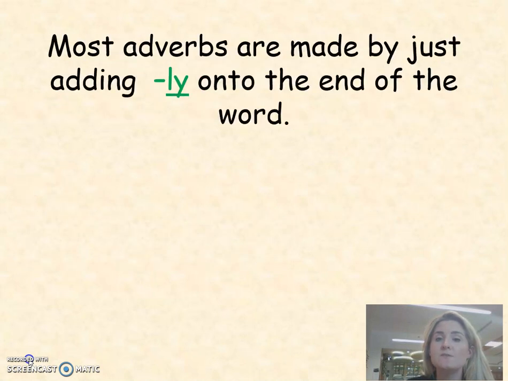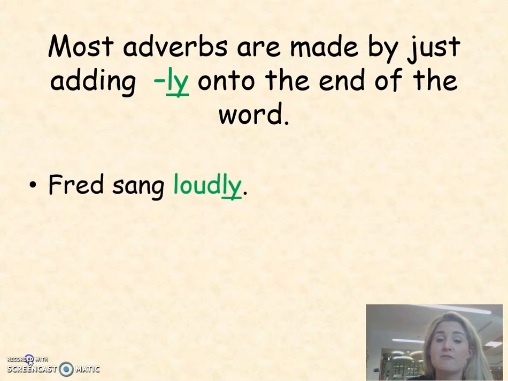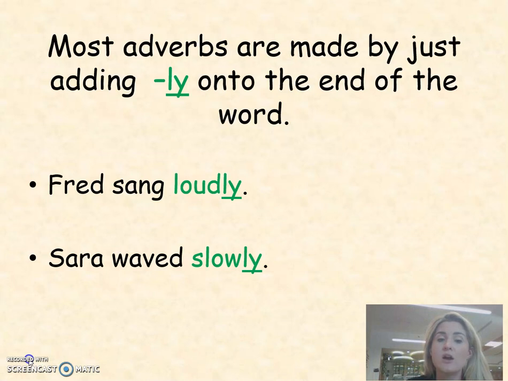Okay, so most adverbs are made by just adding ly onto the end of the root word. So you might have Fred sang loudly. Loudly is your adverb there, it's describing how Fred is singing. Sarah waved slowly. So there we go, we've got ly on the end of slow, and slowly is our adverb describing how Sarah waved.